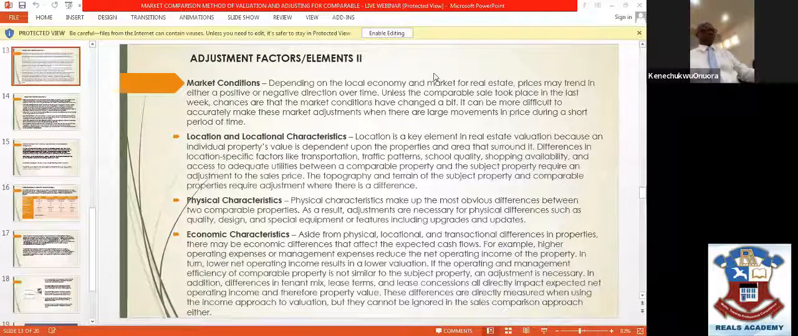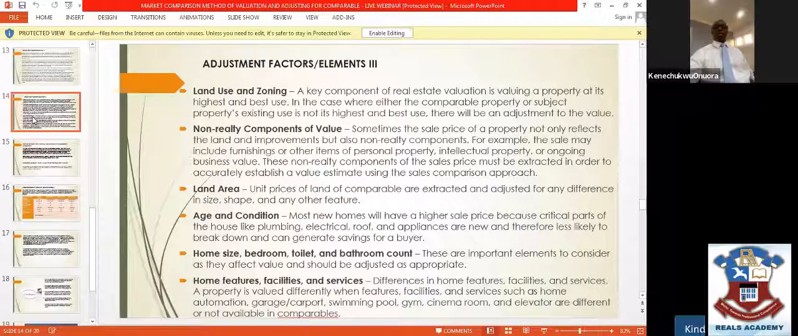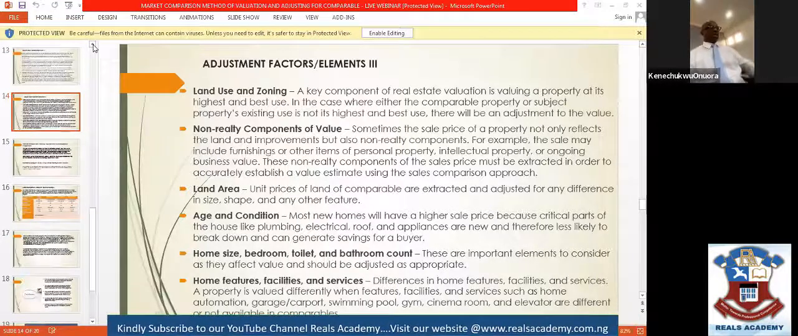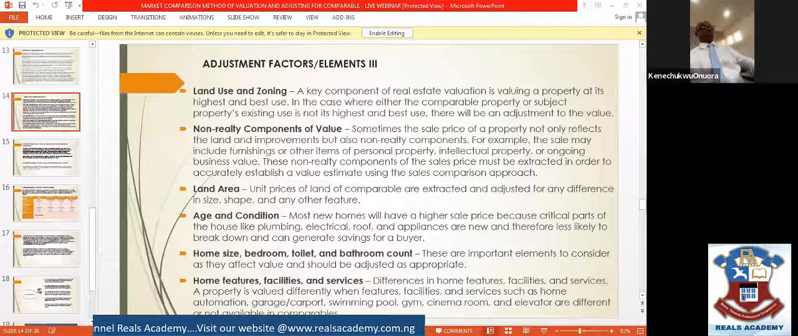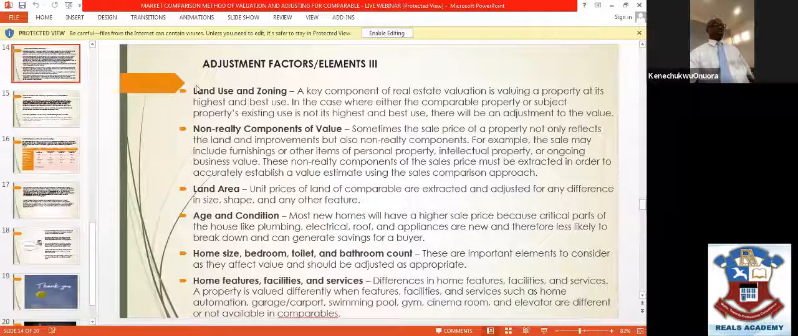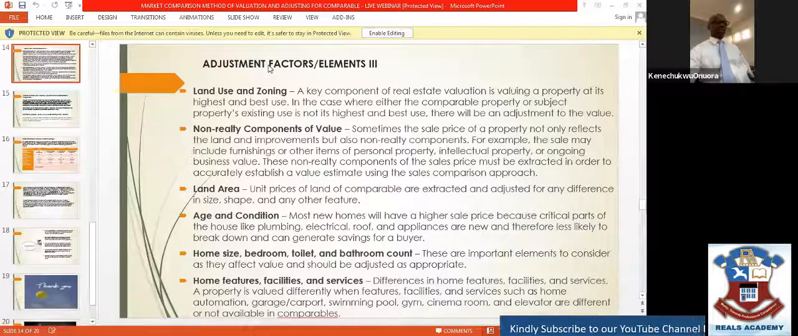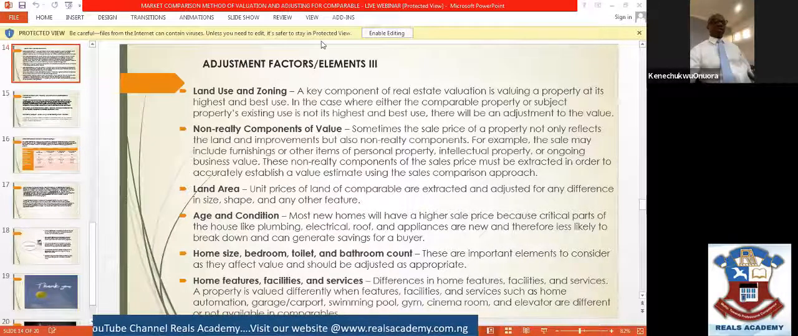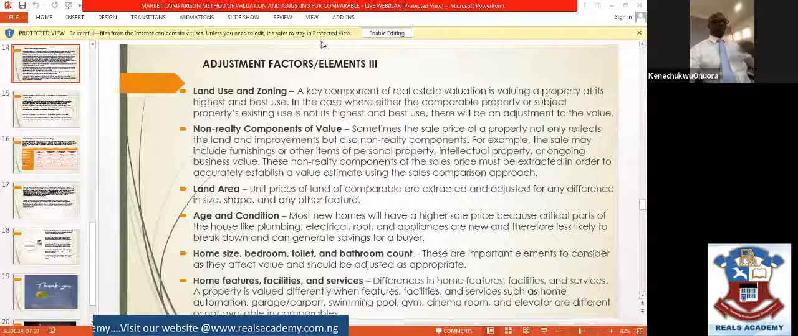Land use and zoning. Is the comparable property residential, and the subject property you're valuing is commercial? Is the property you're valuing zoned for terraces, while the property you're comparing is strictly zoned for single unit homes? These are elements you need to look out for. So that's what comes down to having all the information you need. Of course, without information and proper data, you will have a flawed valuation.